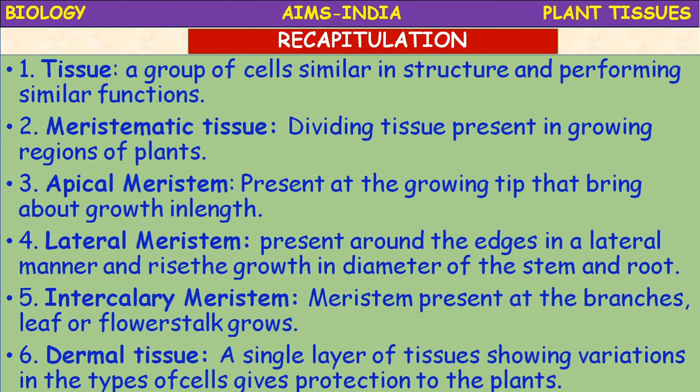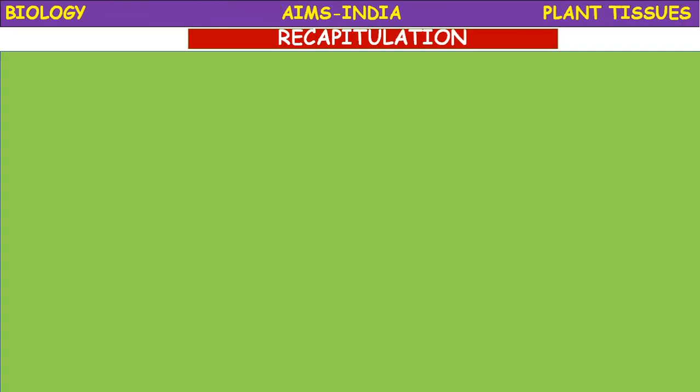And the different types of tissue. Next tissue, after meristematic tissue, what is the plant tissue? Dermal tissue. A single layer of tissues showing variations in the types of cells giving protection to the plant are called dermal tissues. Dermal tissue is of epidermis, mesodermis and endodermis. Outer epidermis, inner endodermis, middle mesodermis.